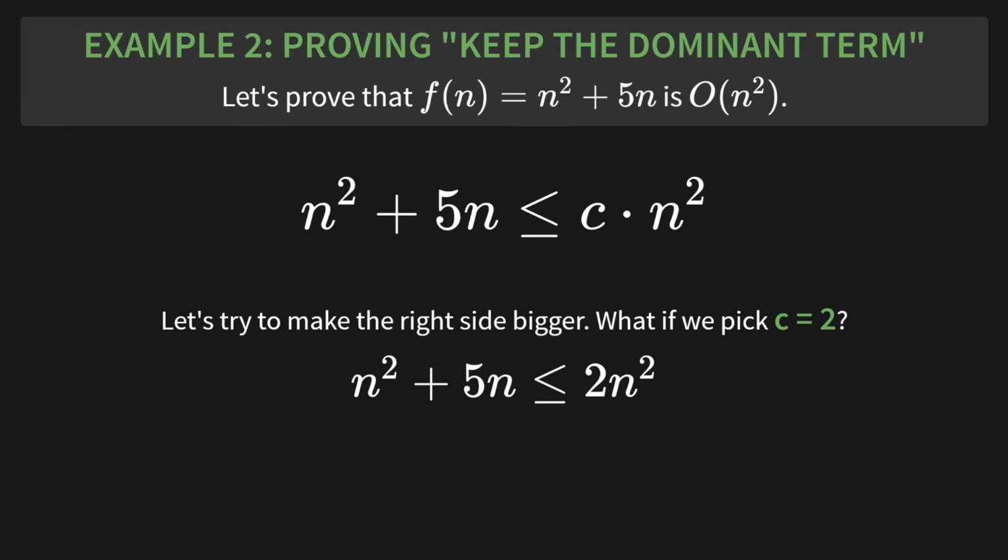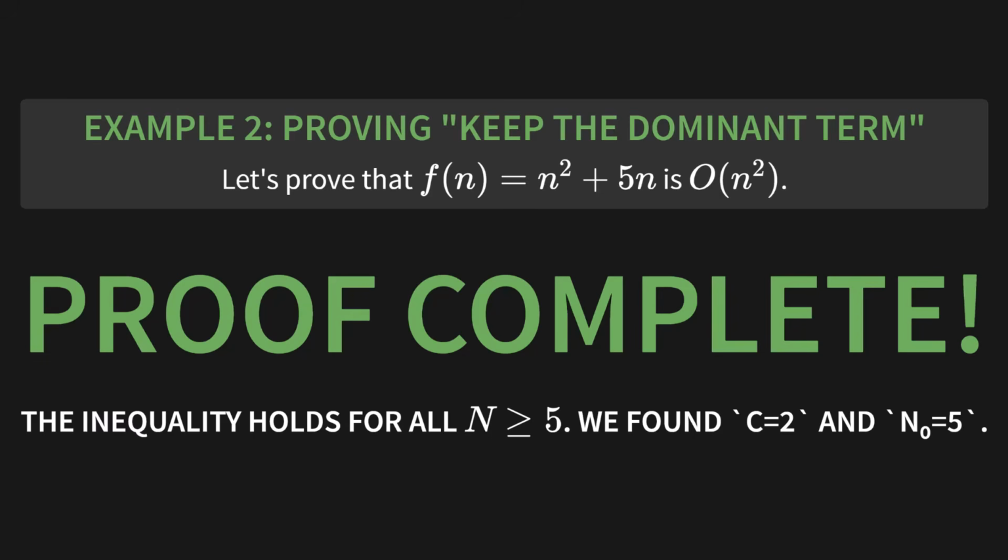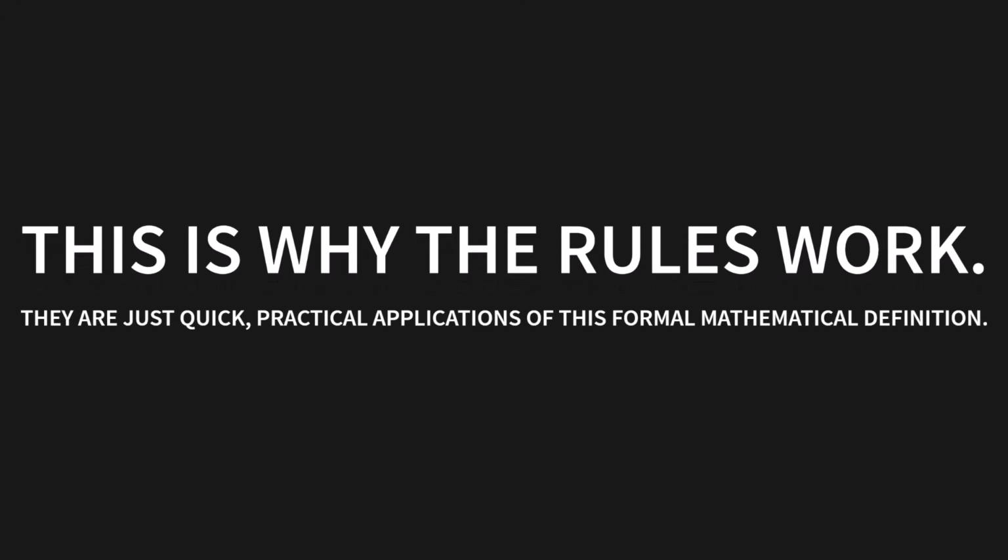Okay, let's simplify this. We can subtract n squared from both sides. That leaves us with 5n is less than or equal to n squared. Now we can divide by n, since we know n is positive. And we get 5 is less than or equal to n. Proof complete. The inequality holds for all n greater than or equal to 5. So we found our constants. C equals 2 and n0 equals 5. This is why the rules work. They aren't just arbitrary guidelines we follow. They are just quick, practical applications of this formal mathematical definition.